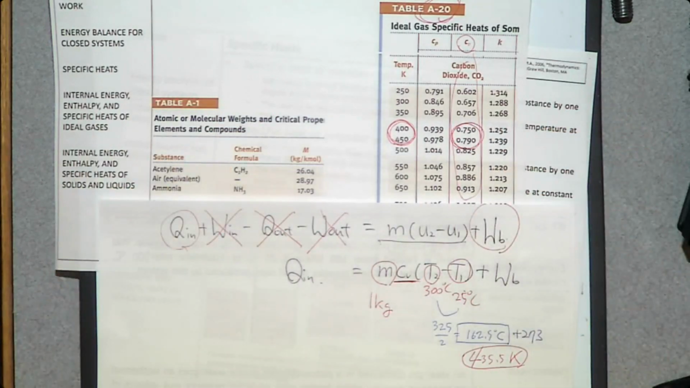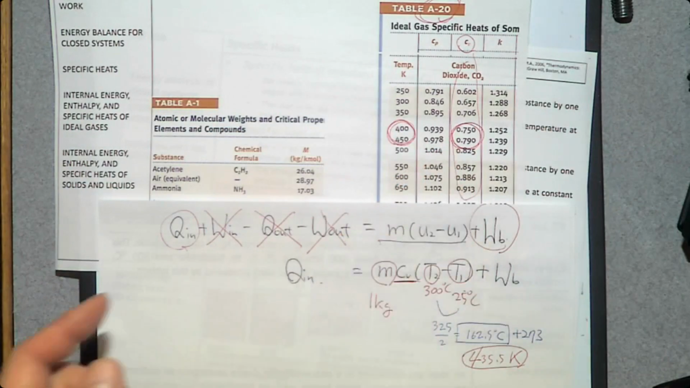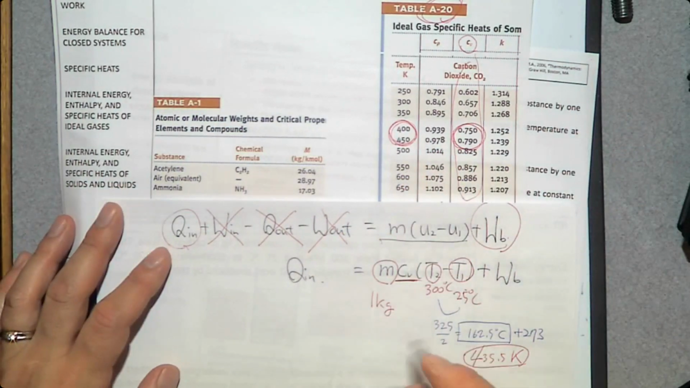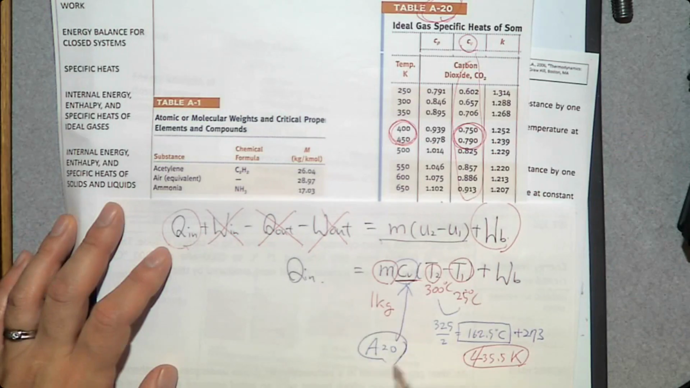Am I going to do that today? No. It takes time, and you know how to do that, right? So let's assume that it's going to be approximately 0.77 something. So this specific heat is from table A20. The value is, let's say, 0.77 kilojoule per kilogram degree Celsius.